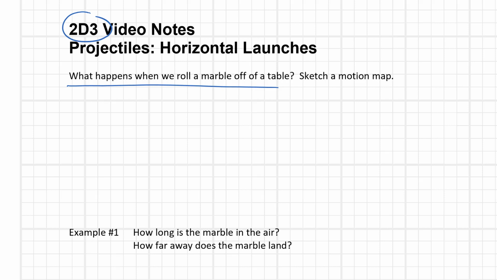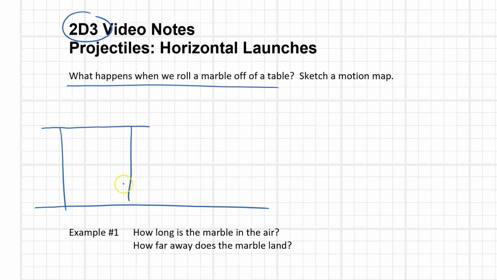So I'll have to draw a little table here. So something like this on a stand, like that, and our marble is going to be rolling off the end of it here. I'll put them about 2 apart. So to begin with, when it's rolling, it's moving at a constant velocity like this.